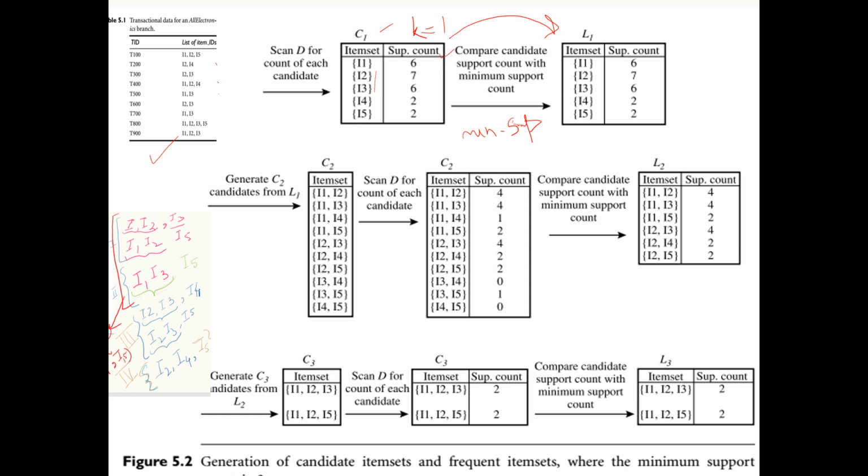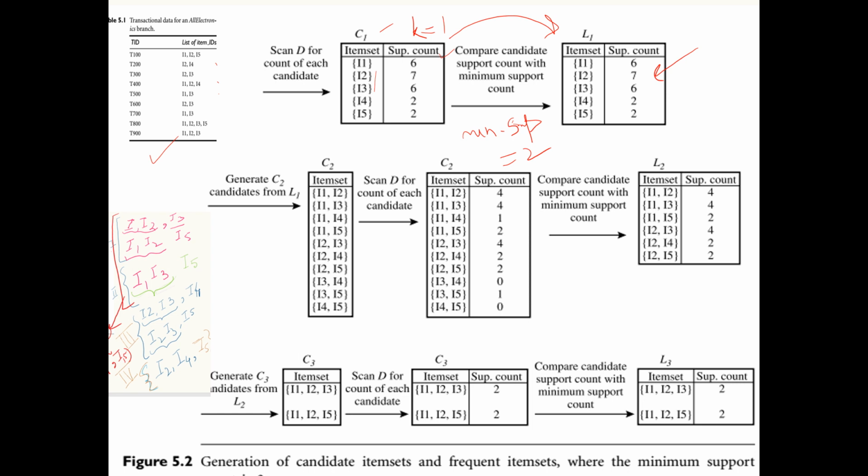Here the minimum support count is 2. So we'll choose only those item sets in which the count is either equal to 2 or greater than 2. Fortunately, here all the values are higher or equal, so it will remain the same. When you go from C1 to L1, it will remain the same, and all the item sets are present in our candidate set.